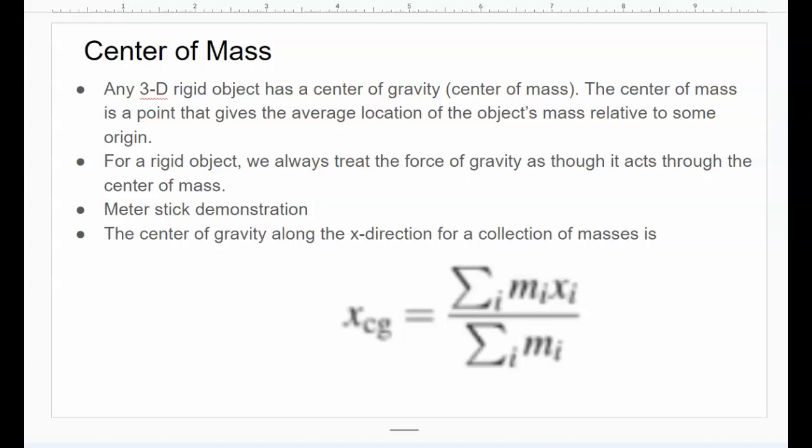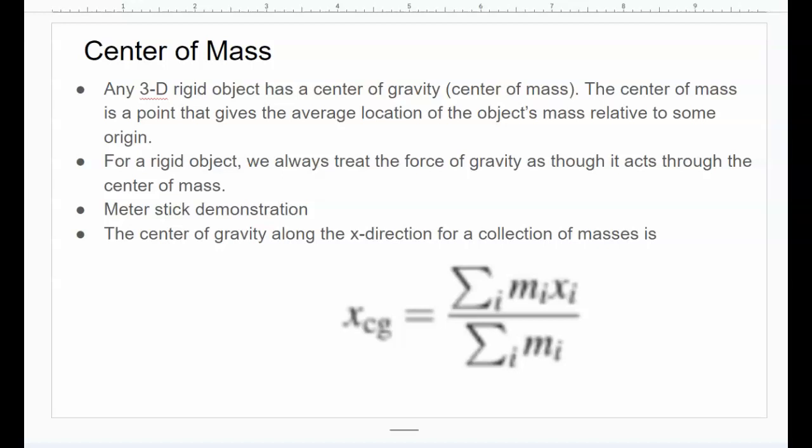Okay, so in this video, we're going to be talking about how to calculate the center of mass. We've talked about center of mass before, but mostly we've been talking about the center of mass of uniform objects. Today we're going to talk a little bit about how you calculate the center of mass in situations where you don't necessarily have a uniform mass distribution.